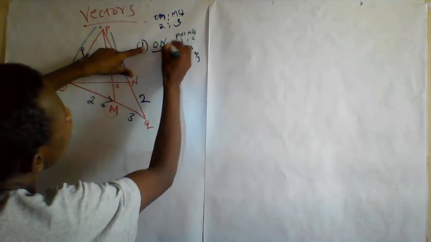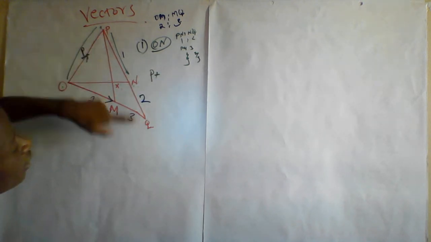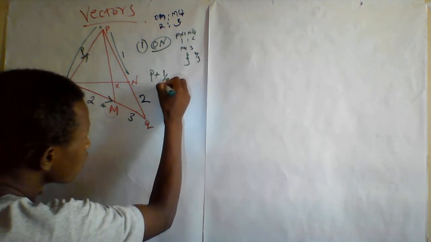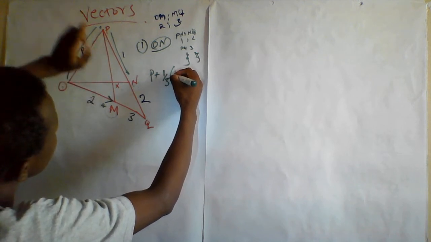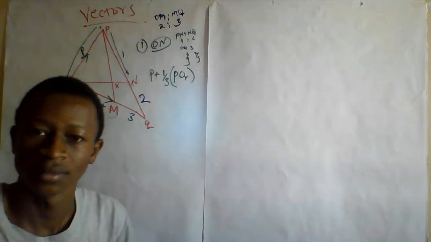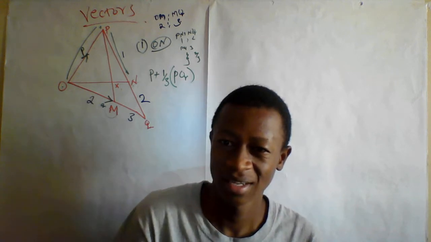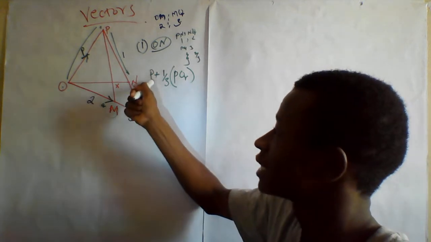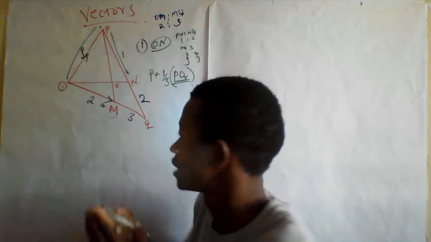So for ON it will be P plus PN, which is a third of PQ. Teacher, why have you again added PQ and have not been asked? Just because it lies under that point. So after getting this one, we have to look again at PQ. It is very simple to find out the PQ.